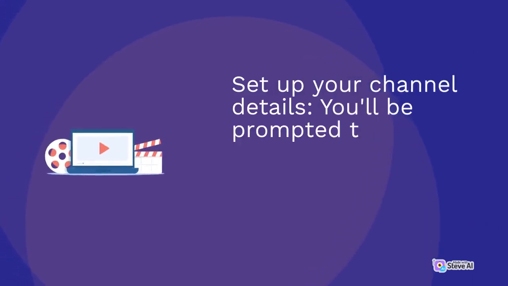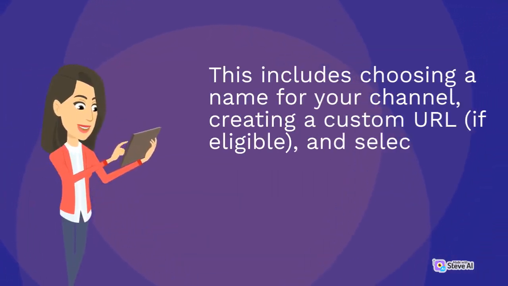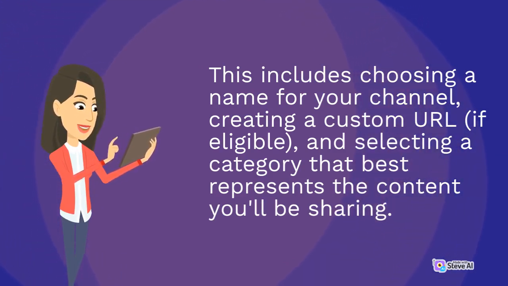Set up your channel details. You'll be prompted to provide some basic information about your channel. This includes choosing a name for your channel, creating a custom URL, if eligible, and selecting a category that best represents the content you'll be sharing.